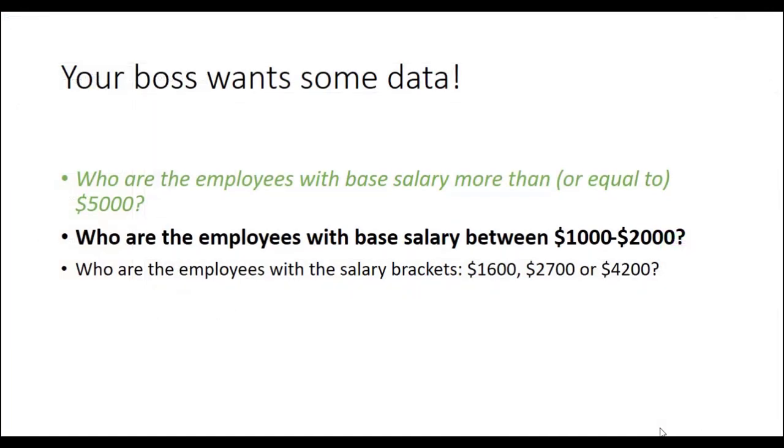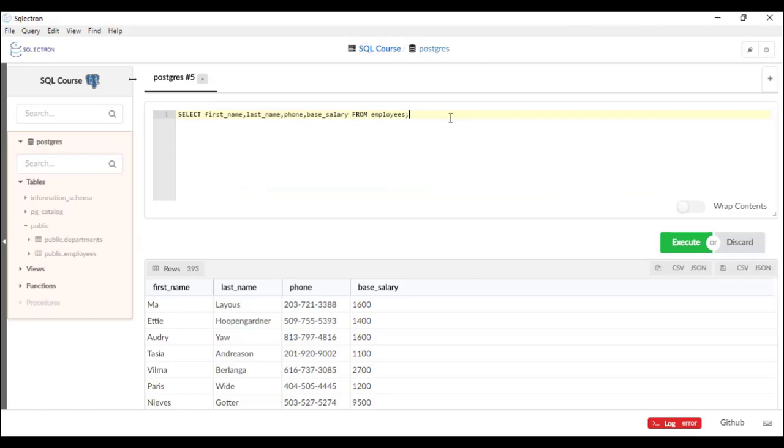Who are the employees with the base salary between $1,000 and $2,000? As we did before, we answered the first request. Now we're going to the second one. Let's see how we can do it together. Going back to SQLectron, now we're going to filter based on the range that we need, which is between 1,000 and 2,000.